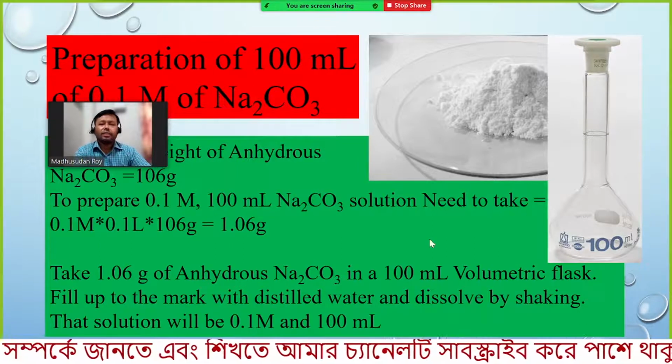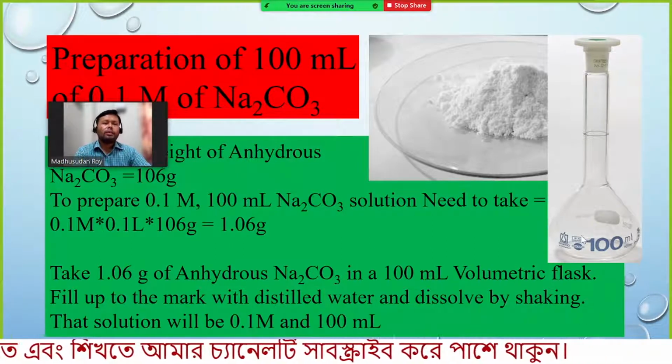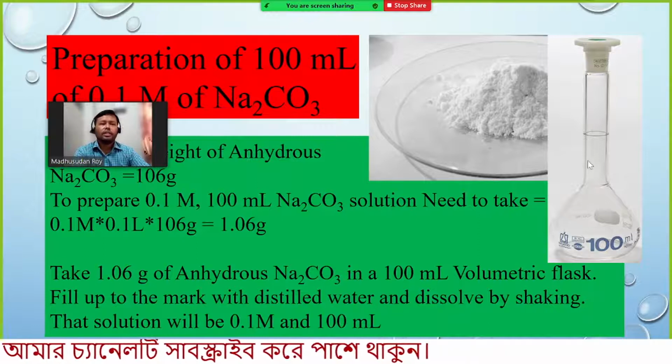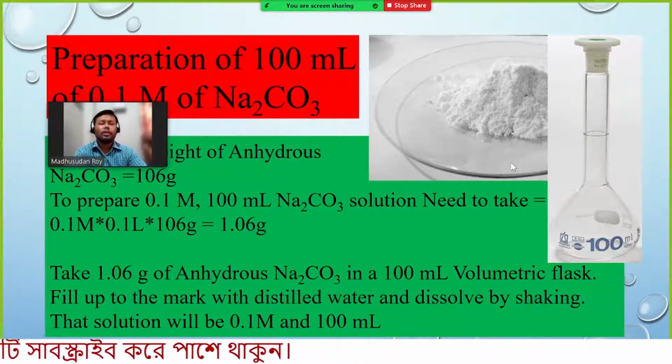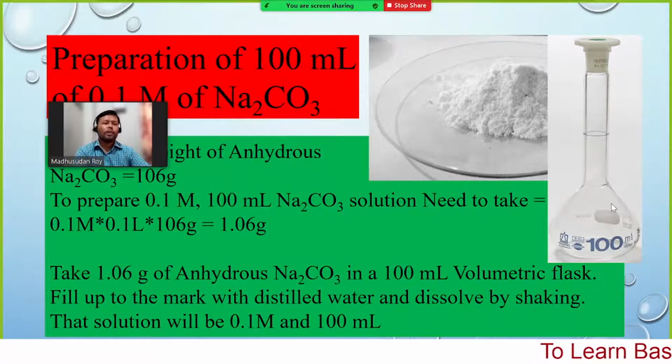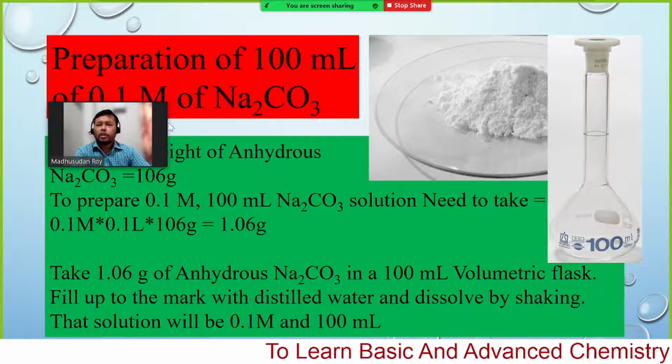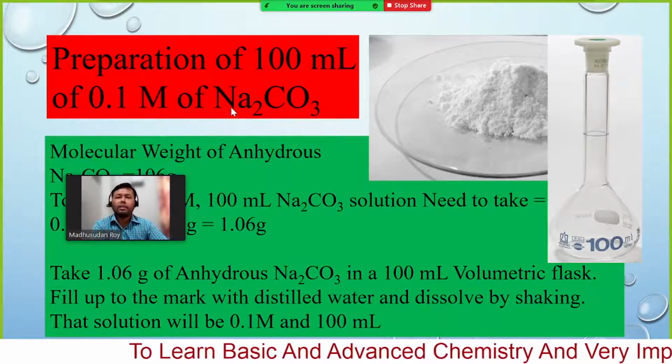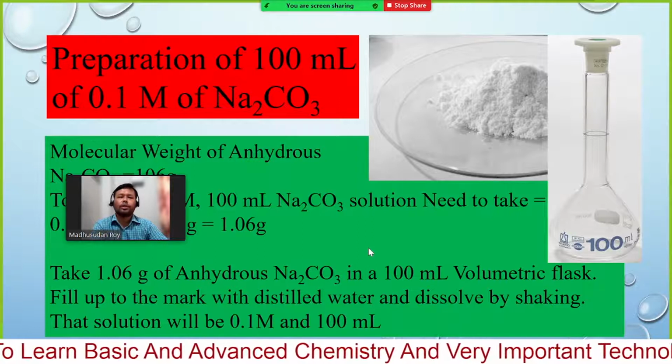Then add distilled water slowly, and shake very well, because this is a solid. You need to wait a little bit and shake, and allow certain time so that it dissolves very well. Now fill up to the mark with distilled water, and dissolve it very well. Therefore you will get a solution with a concentration of 0.1 molar sodium carbonate, 100 milliliter solution.